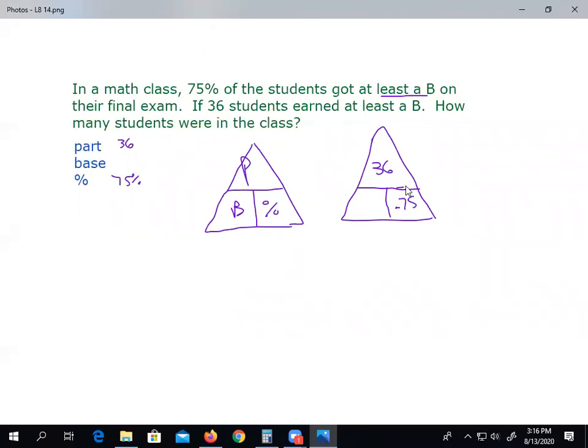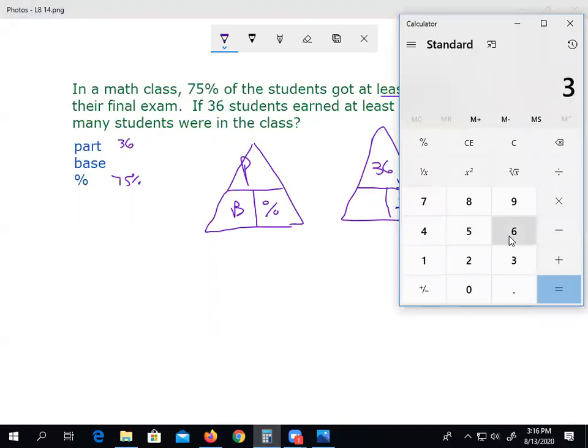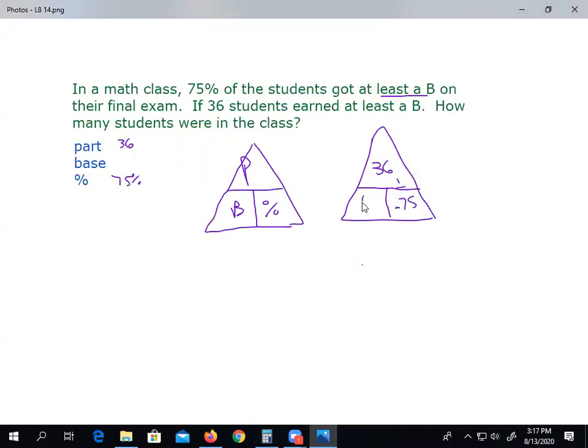So when they're like this, this tells me to actually divide. So I can solve it by just simply typing 36 divided by 0.75 into the calculator. So it's going to be 48. So there were 48 students in the class to begin with. And then 75% of them got a B, which was 36 students. So that math should make sense as we read it out loud.